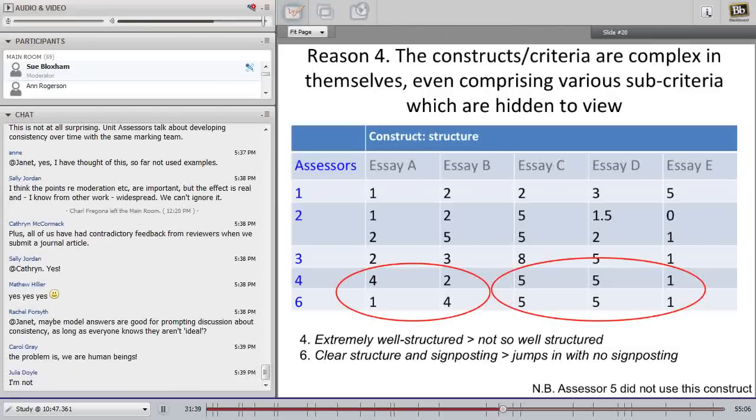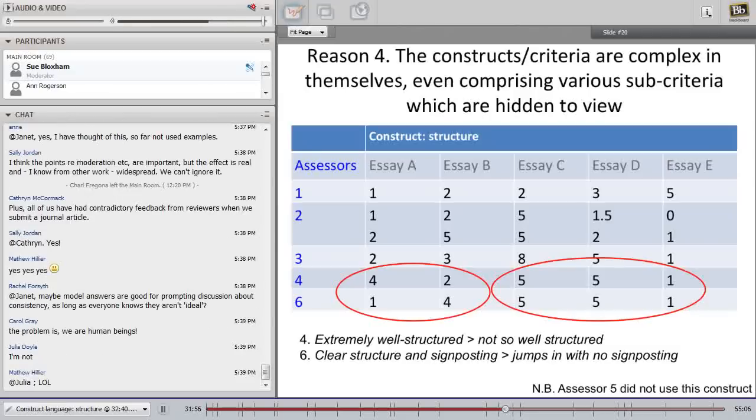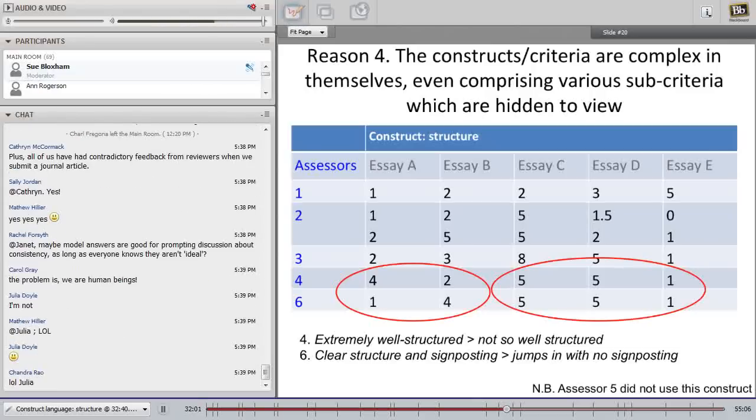Just looking at those two red ovals that I put there, Assessors 4 and 6 thought that SAC, D, and E were similar in relation to structure, but they had reasonably different views about SAA and, to a certain extent, SAB, which seems strange. But when we looked at it, we wondered whether the understanding of structure, as described in their construct, was slightly different, and that was visible in SAA and B and not in the other three.